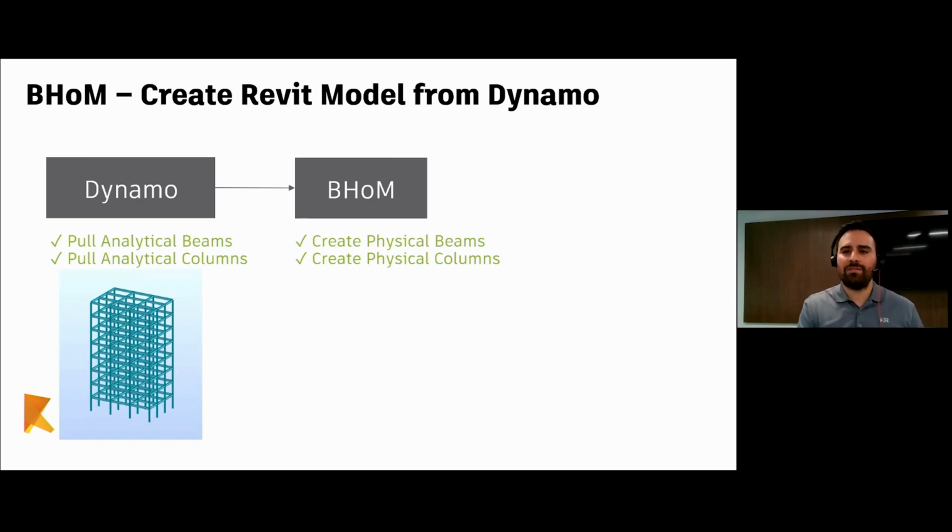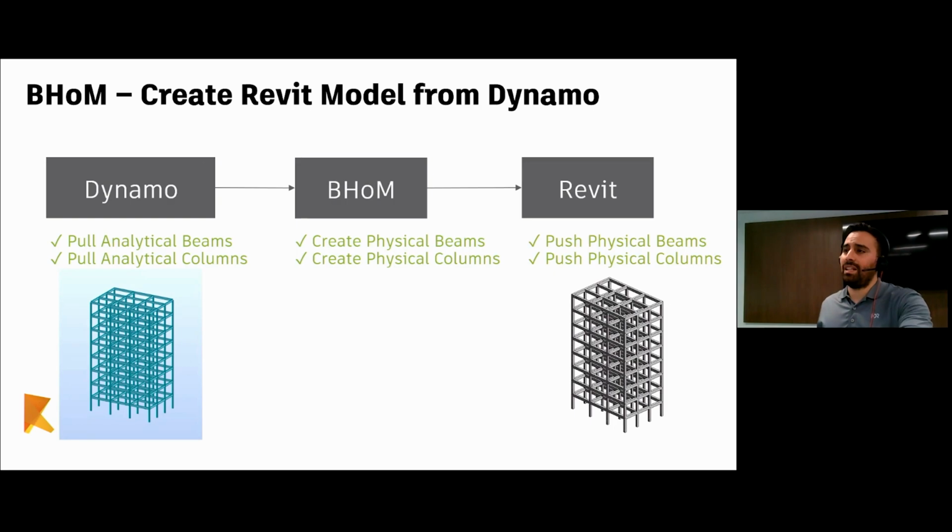All this information we're pulling is just analytical. So remember, it's just a line, and then it has some section property assigned to it. Well, we need to make a physical element if we want to send that to Revit in this case. And lastly, we're going to use Revit and actually push those physical beams and physical columns. So we're again going to grab that information, assign it a Revit family, and then push it as a native one in this case.